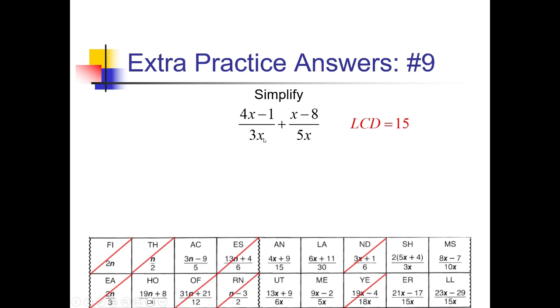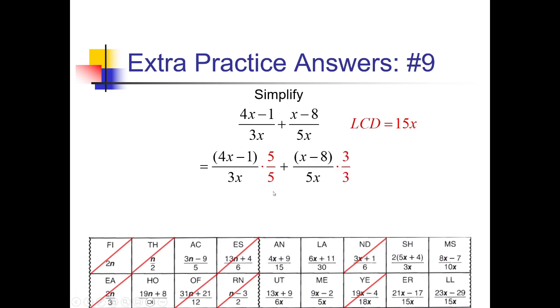And at least one of these has an x. Actually, they both do, so I need an x in there as well. Now, what am I multiplying each of these fractions by? 15x divided by 3x is 5, so 5 over 5 for that first one. And then 15x over 5x is 3, so 3 over 3 for that second fraction.